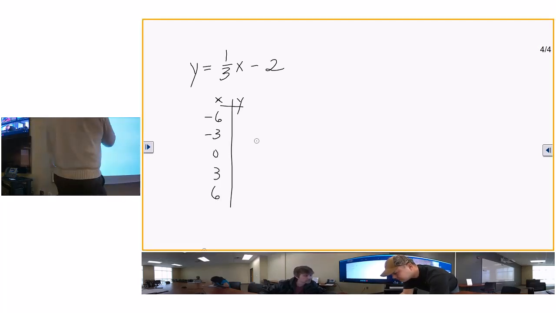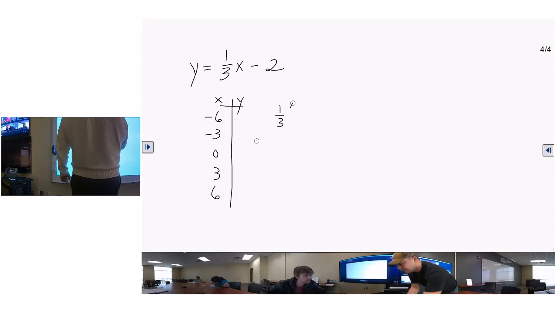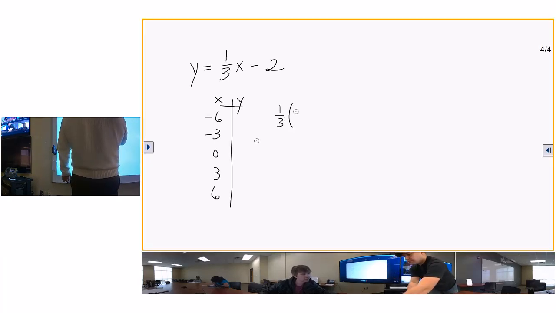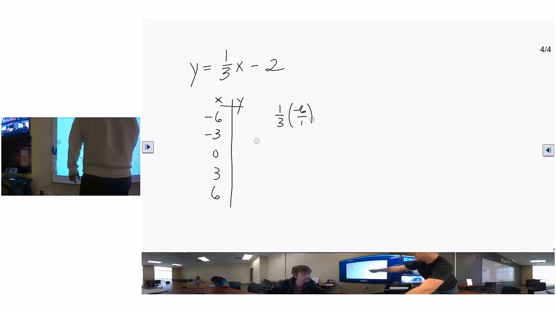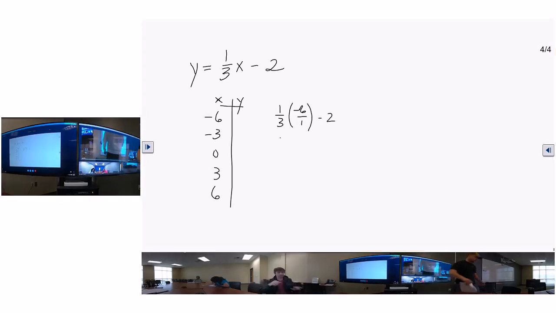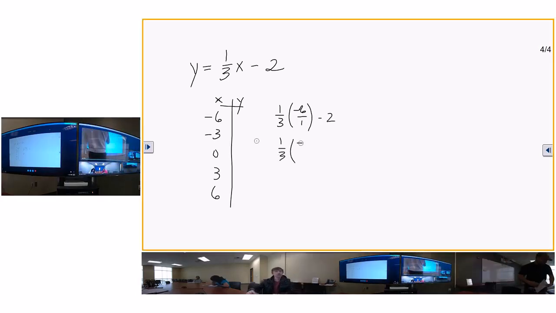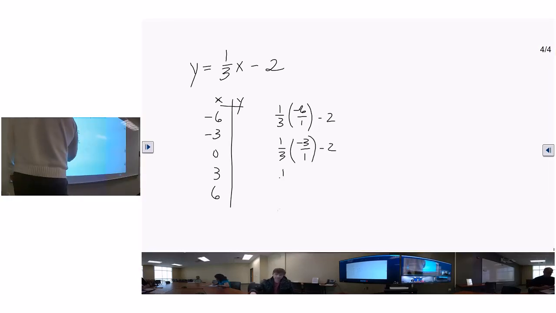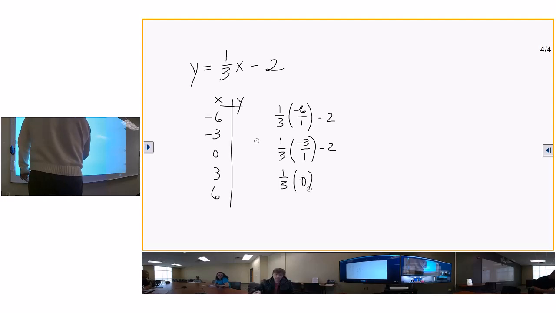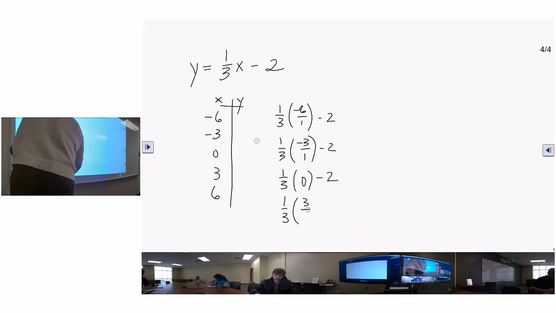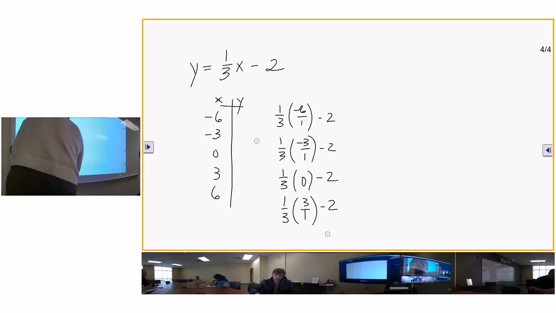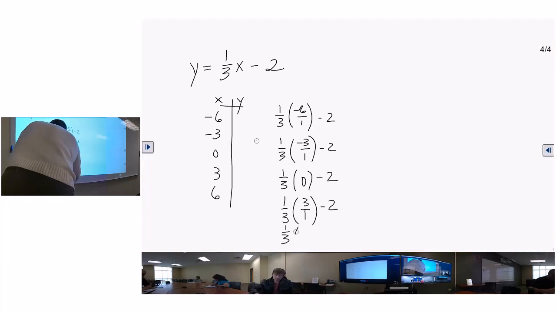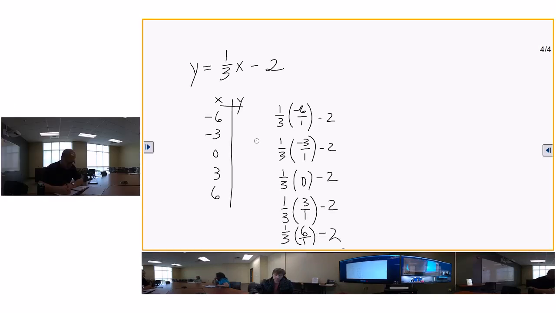So that means I got to rewrite 1/3. What I tell y'all to do, always make it a fraction. So 2 minus 2. Oh, there it is. 1/3 times -3 over 1 minus 2. 1/3 times 0 minus 2. Dave would probably say 1/3 times 3 over 1 minus 2. That's easy. 1/3 times 6 over 1. You're like one off.